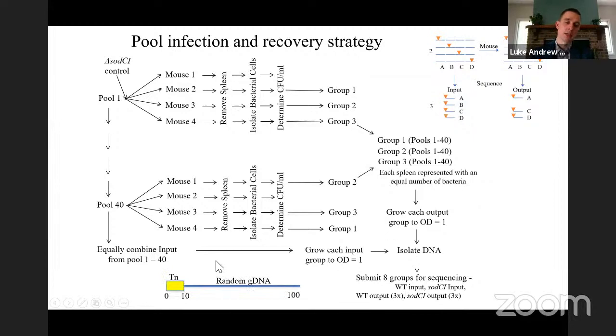And the way that the sequencing process works is the library preparation selects for fragments of genomic DNA that contain the transposon insertion and the adjacent DNA, and the actual sequencing primer itself binds 10 nucleotides upstream of the end of the transposon, and then reads out into the genomic DNA up to 100 nucleotides. So this gives us the exact insertion location of the transposon within the genome.